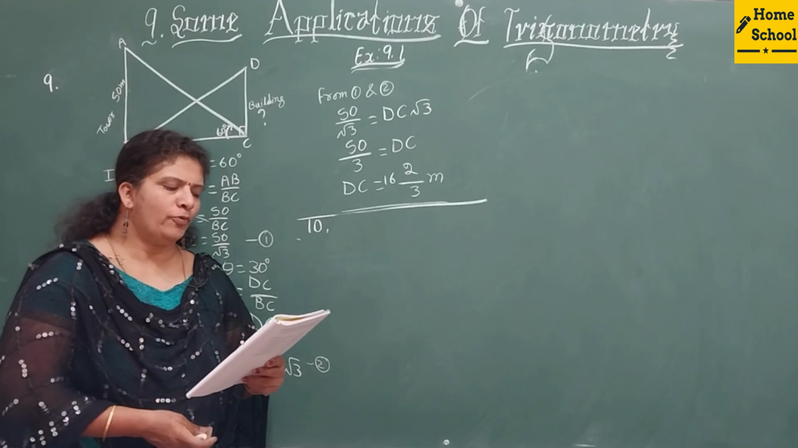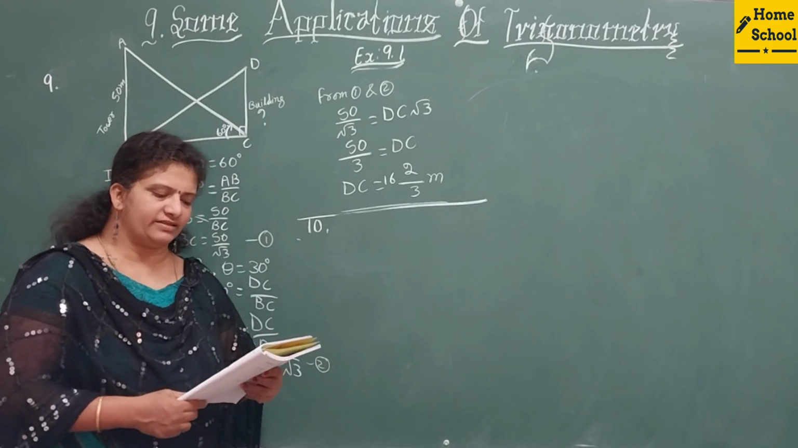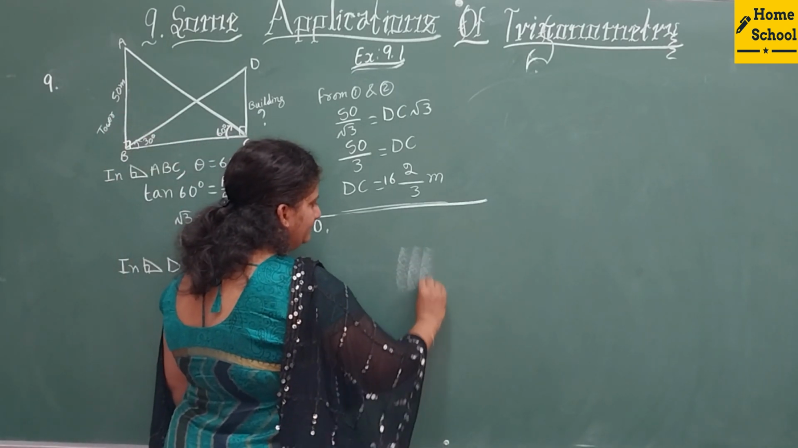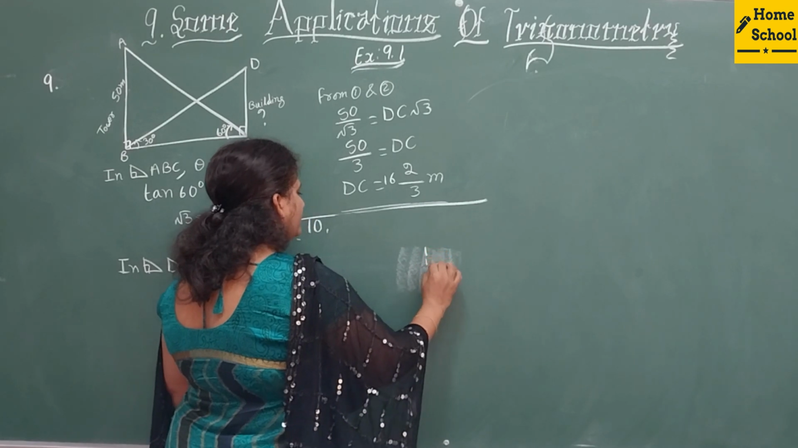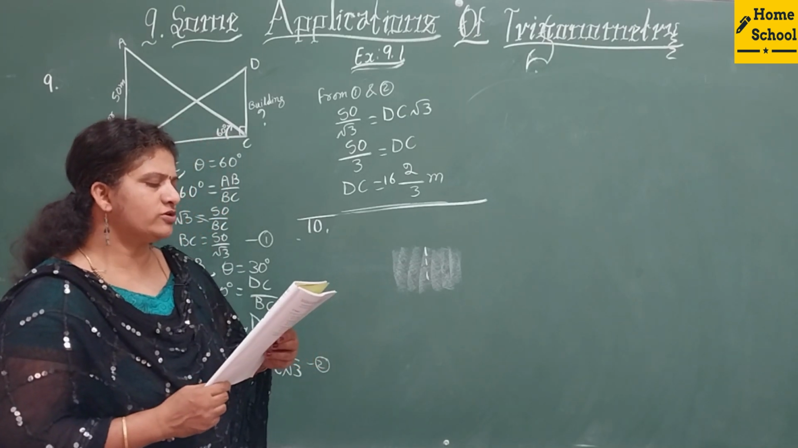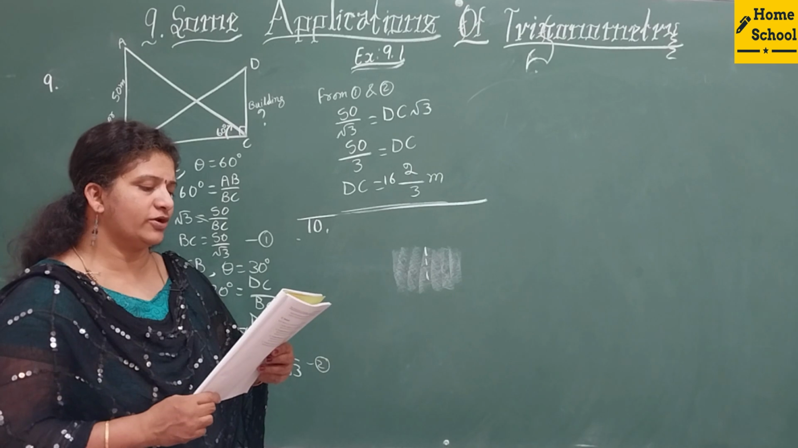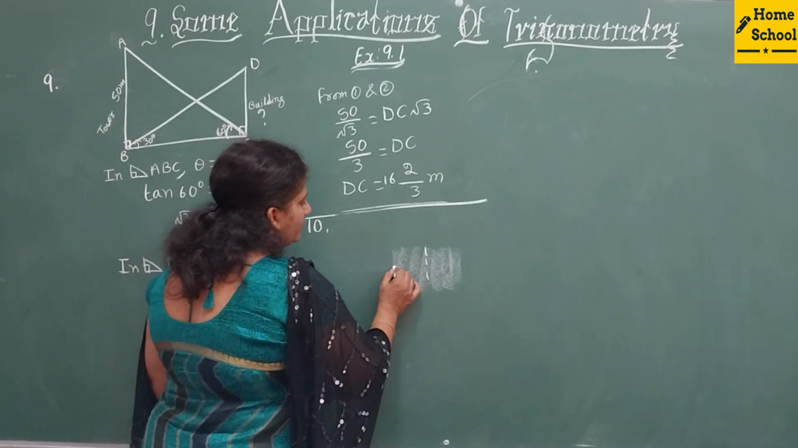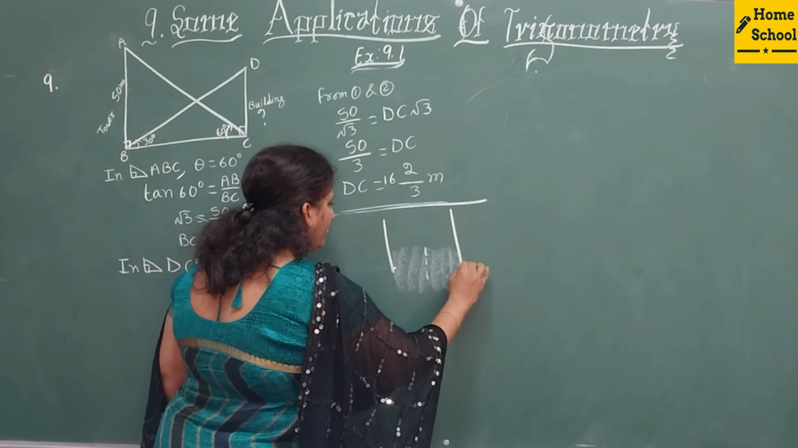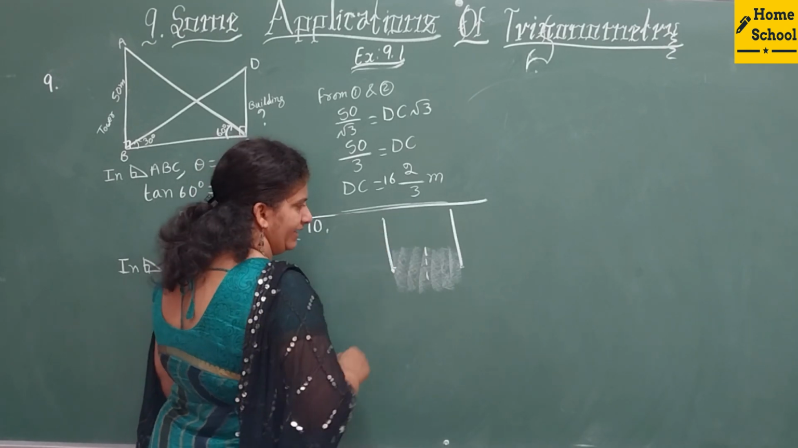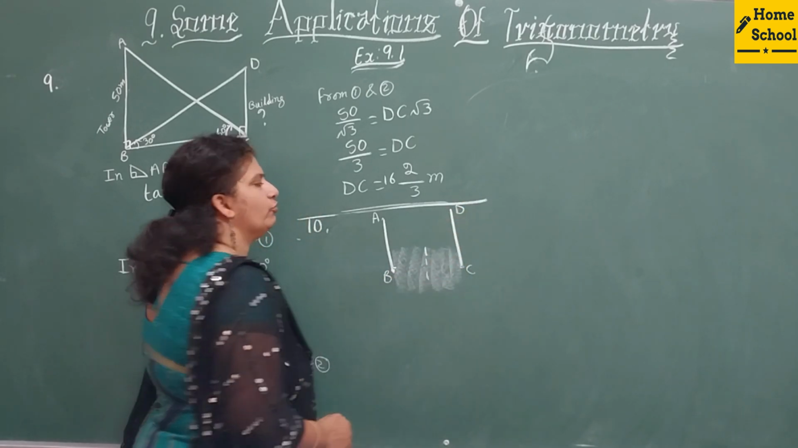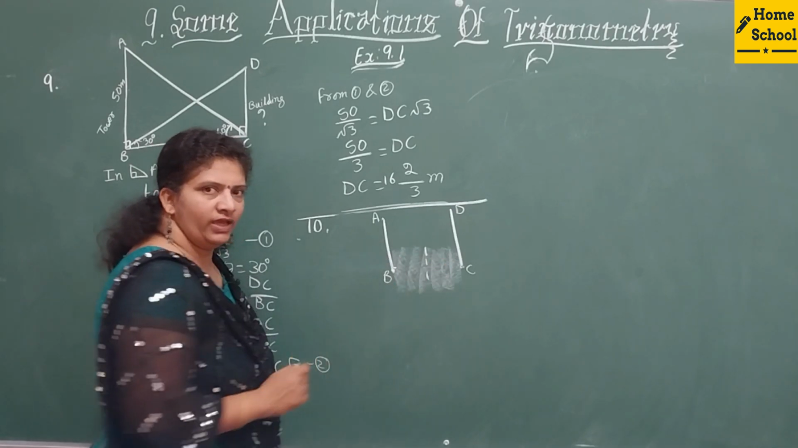10th problem. Two poles of equal heights are standing opposite each other on either side of the road. So let us imagine the road here. You can imagine this divider. On either side of the road, two poles of equal heights are standing opposite each other. Let me mark A, B, C, D as the two poles on either side of the road.